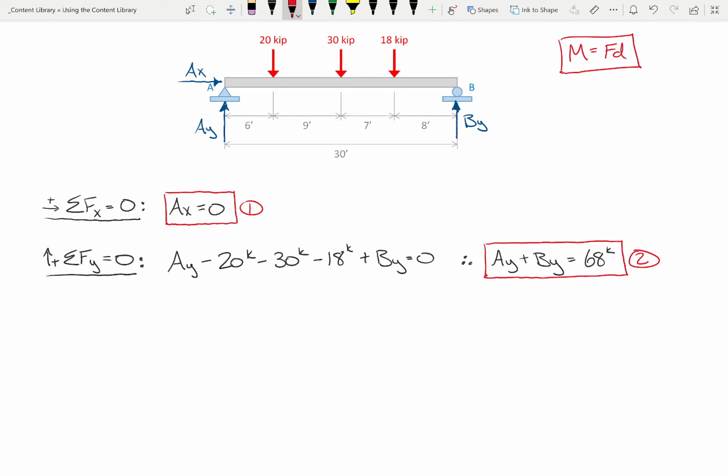The same thing would be true if I sum moments about B, right? Because if I sum moments about B, AX and BY go through it, and so I would just be isolating AY. But let's work left to right. I think it's a little easier. So I'm going to sum moments at A.